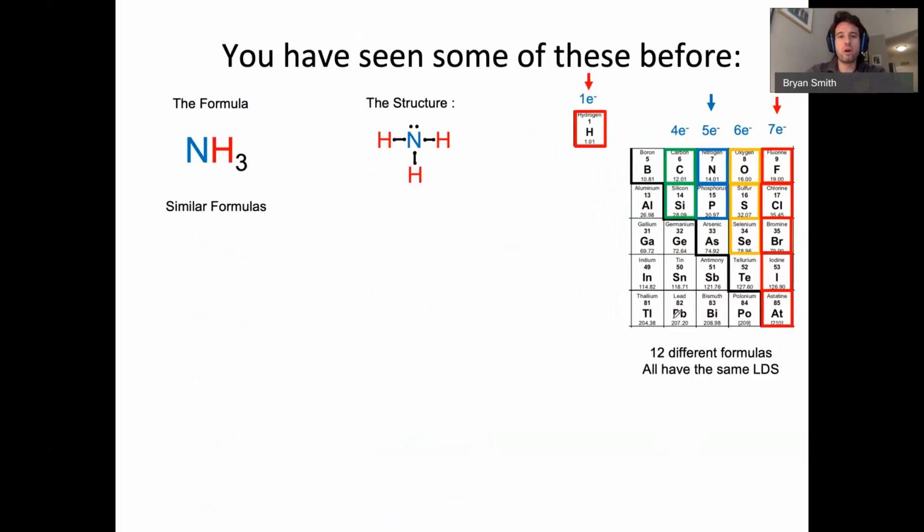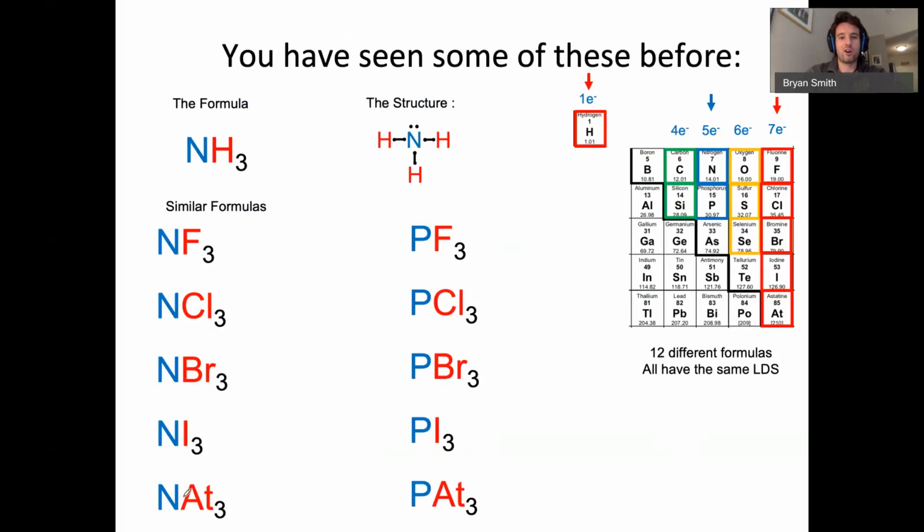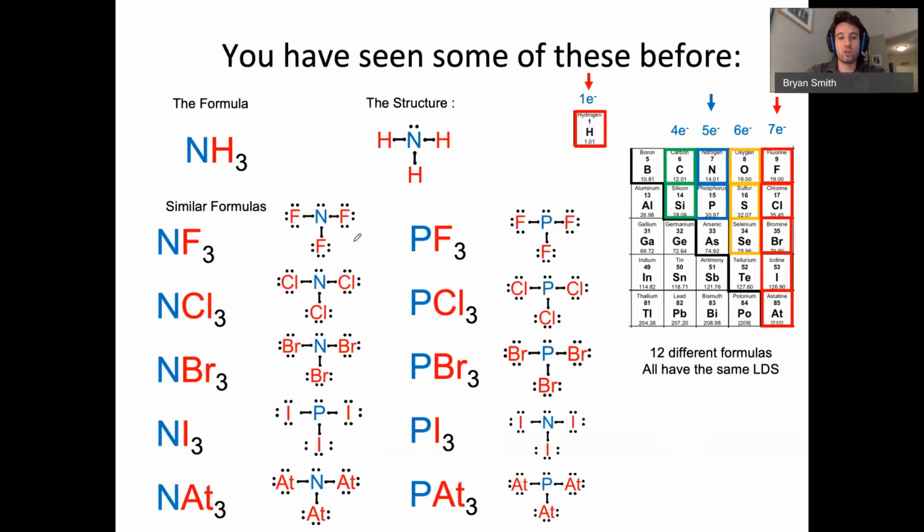NH3, it turns out there's 12 different formulas I could have here. Because look, I could change H with any one of the other halogens, and I could change N with P. That gives me all these different structures and all these different formulas, and look at the structures. They all look exactly the same. So I think that's helpful to know, folks, that a lot of these structures are going to be very similar. It's just the letters are going to look different, but it's the same answer.